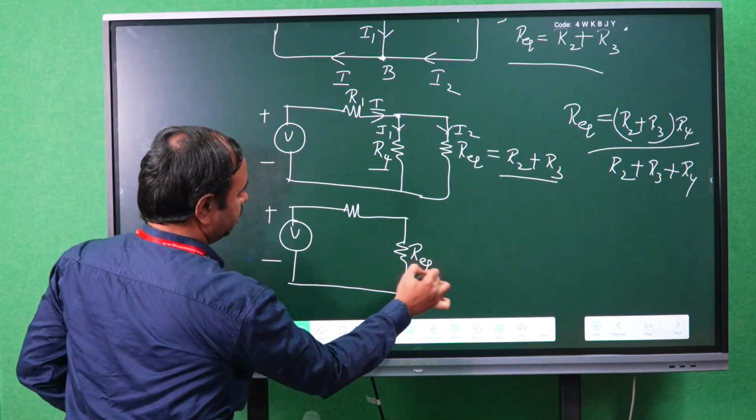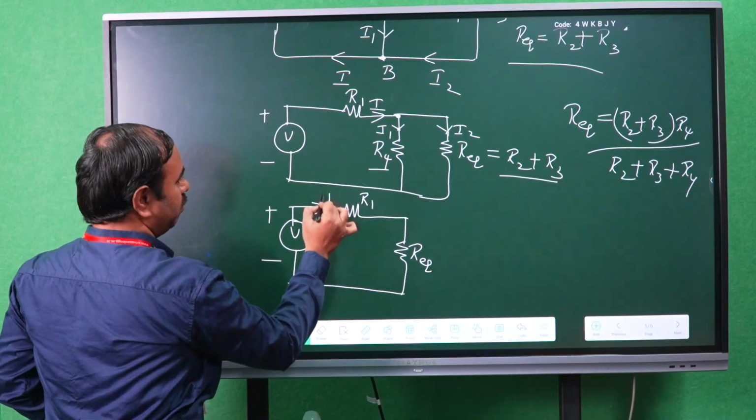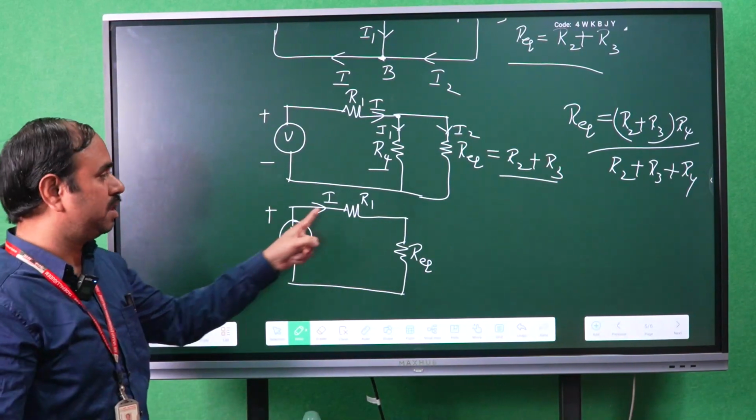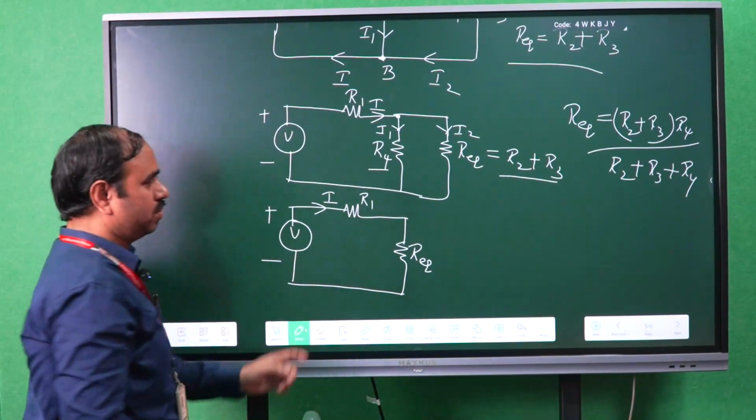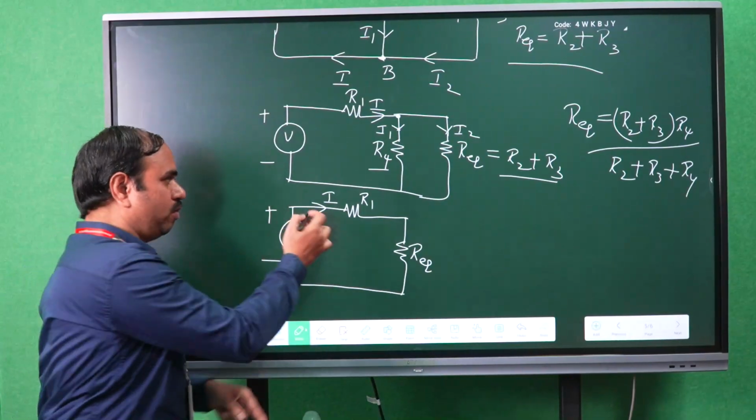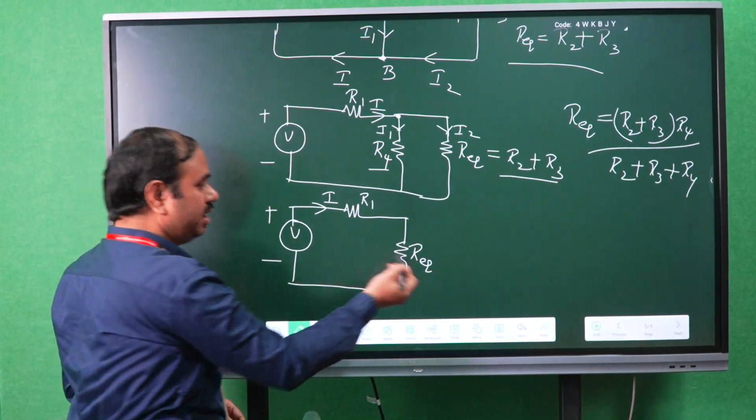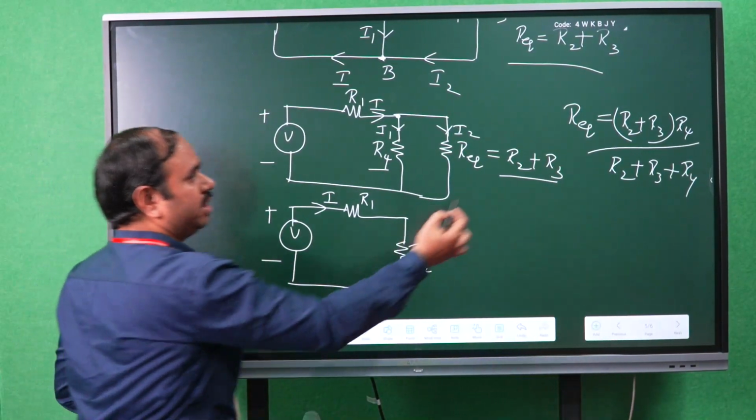So this is the R equivalent and this is the R1. Now the current flowing is the same. Why? Because these two become series, therefore I will be the same. In a series circuit, the current flowing is the same, therefore in this step these two resistances are modified like this, R equivalent.